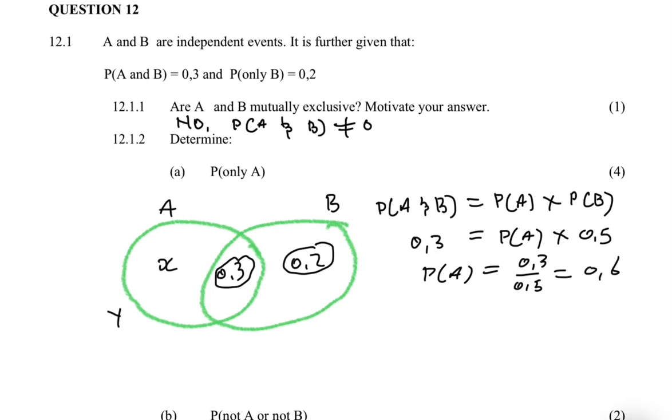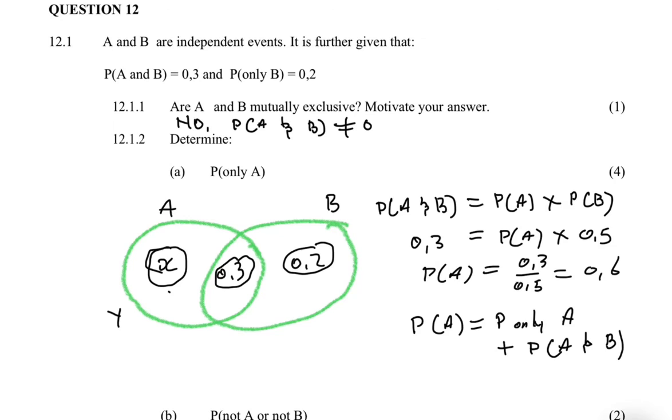So we have the probability of A now. We want the probability of only A. The probability of only A is this X here, right? So we're saying basically the probability of A is equal to the probability of only A plus the probability of A and B. You can see it on the diagram here that the probability of A will be the probability of only A plus the probability of A and B.